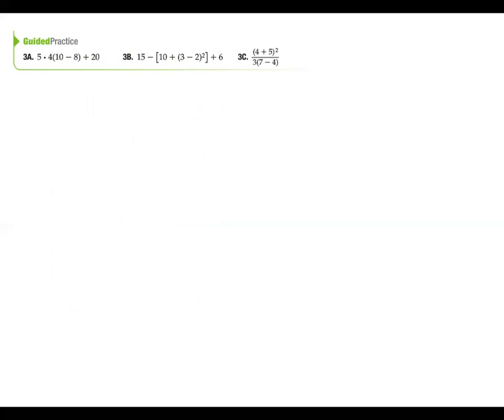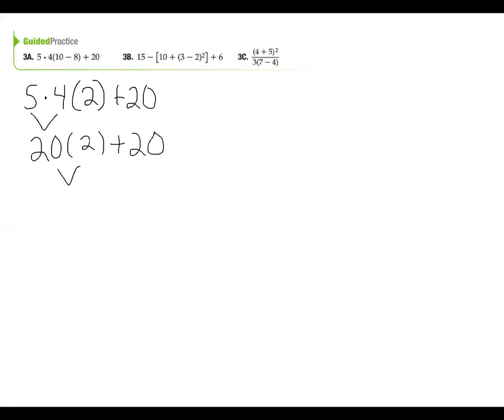All right, the first one, we got to go inside the grouping symbols. So that'd be 5 times 4 parentheses times 2 plus 20. Now all that's left is multiplication. So you do 5 times 4 is 20 times 2 plus 20. And then that would be 40 plus 20, which gives us 60. Okay? 60 is the answer for that one.